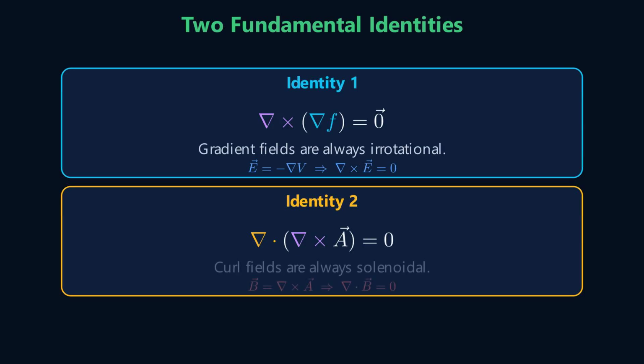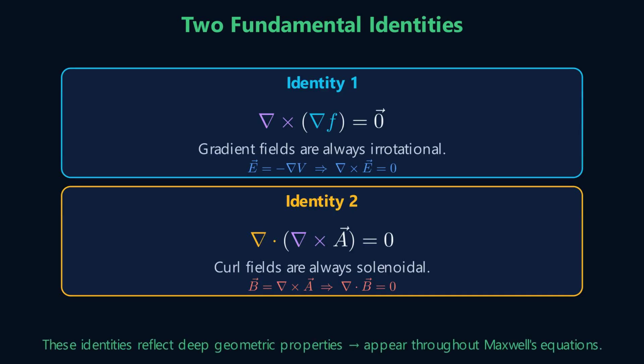Second, the divergence of a curl is always zero. That is, nabla dot nabla cross A equals 0 for any vector A. This means curl fields are always solenoidal. In magnetostatics, this tells us the magnetic field B equals nabla cross A has zero divergence. These two identities are not coincidences. They reflect deep geometric properties of space and will appear repeatedly in Maxwell's equations.